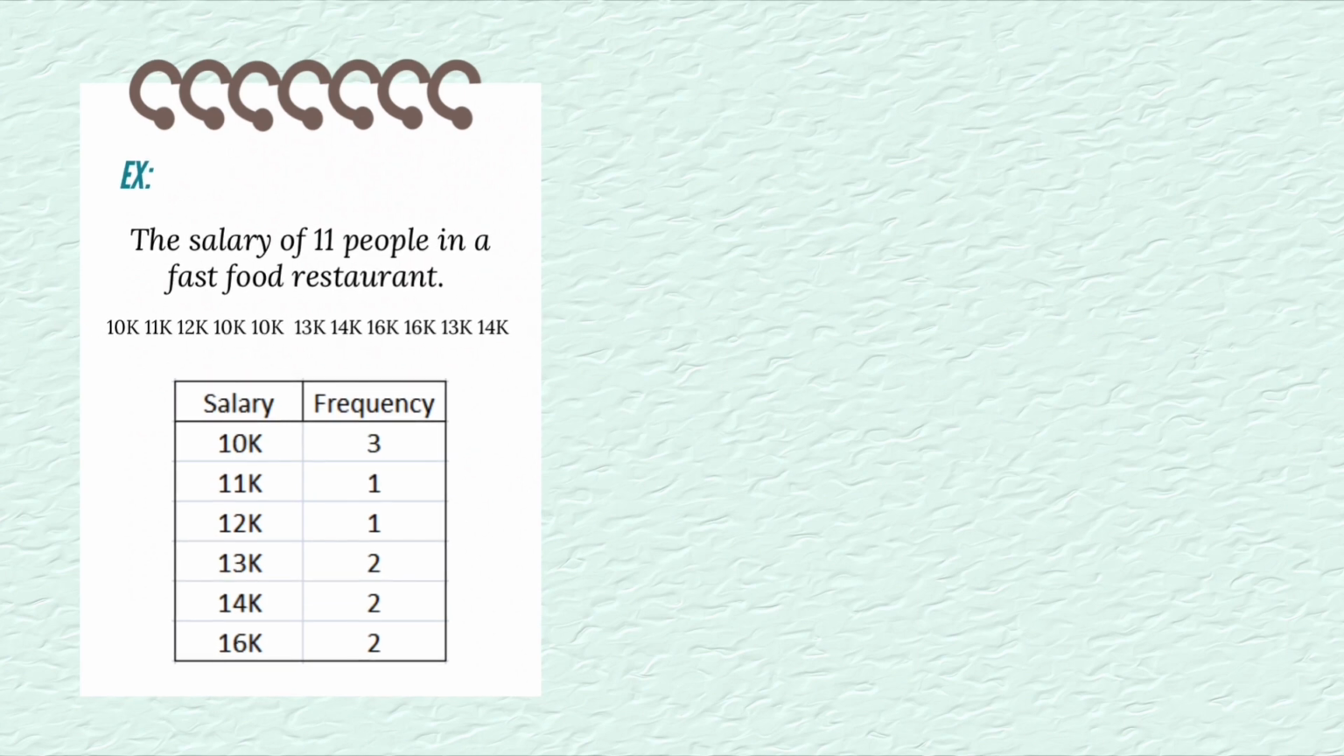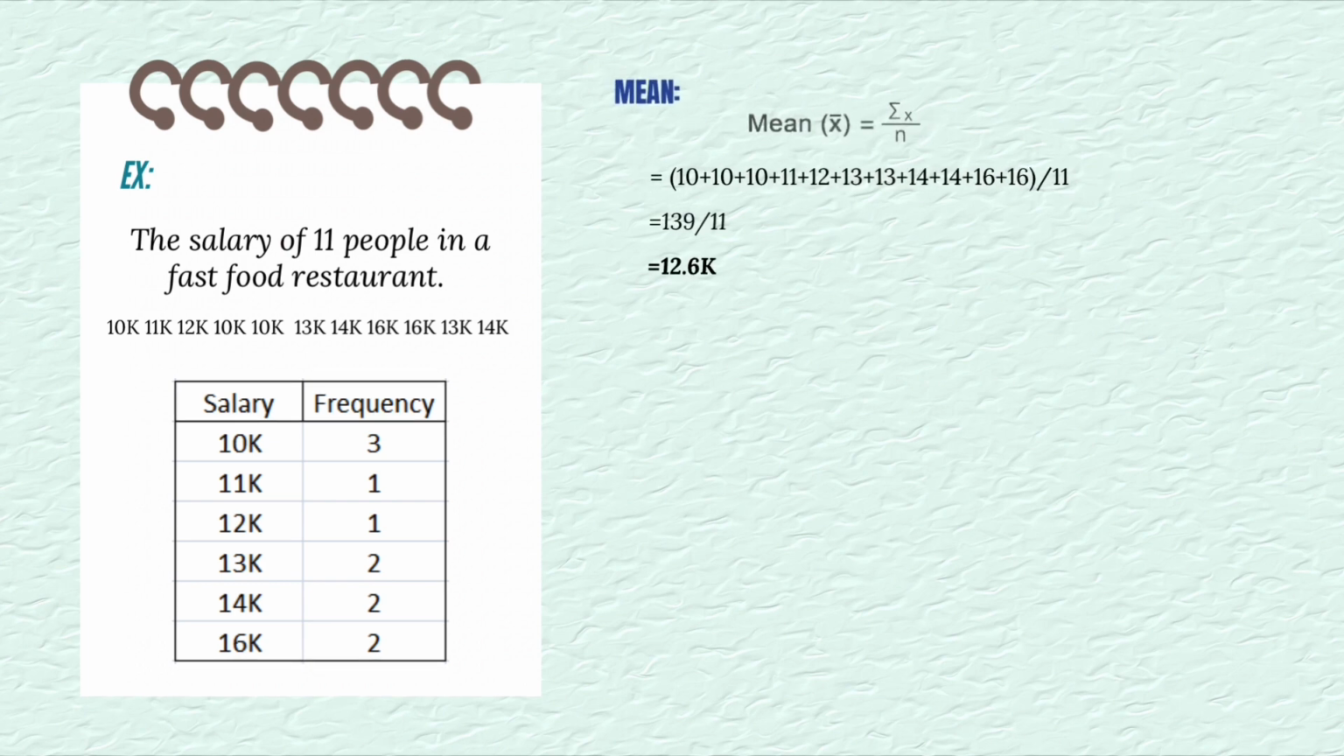Let's consider this example to get the mean, median, and the mode. The salaries of 11 people in a fast food restaurant are 10K, 11K, 12K, 10K, 10K, 13K, 14K, 16K, 16K, 13K, and 14K, respectively. To get the mean, we have the formula ΣX over N, or the summation of all values, which is equal to 139K, divided by the number of values, which is 11. Therefore, the mean is equal to 12.6K.